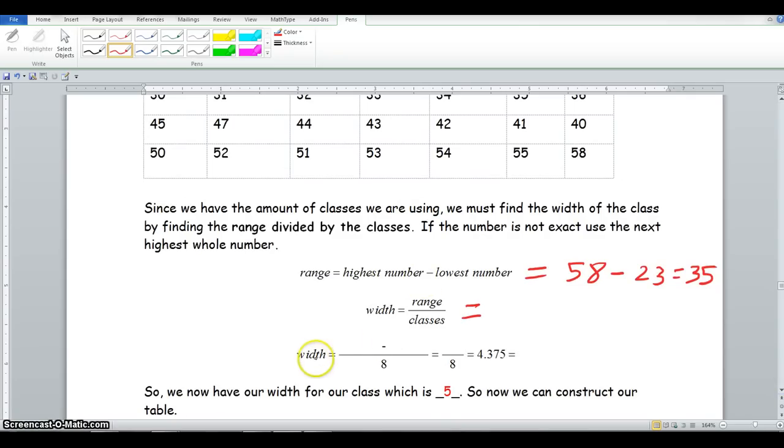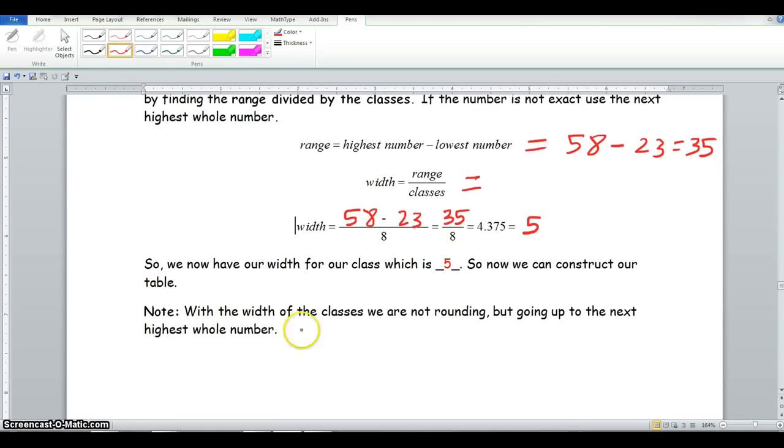Now we will apply this down here with the width. So we have the width, which is the range over the classes. It'll be the highest number, 58, minus the lowest number, 23, which gives us 35 over 8, which equals 4.375, which would give us 5. So the width of our classes would be 5. Note, with the width of the classes, we are not rounding, but going up to the next highest whole number. So even if this was 4.01, our width still would be 5.